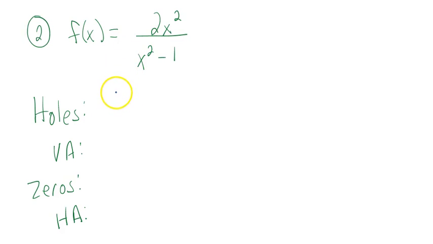Okay, for our second example, I'm using this one. 2x squared over x squared minus 1. And before I factor it, I want to do my horizontal asymptote because it's easier to do your horizontal asymptote before you factor. I have x squared on top and x squared on the bottom, so I have the same over same. So I look at their coefficients. Here I have a 2, here an imaginary 1. So 2 over 1 gives me a horizontal asymptote of y equals 2.